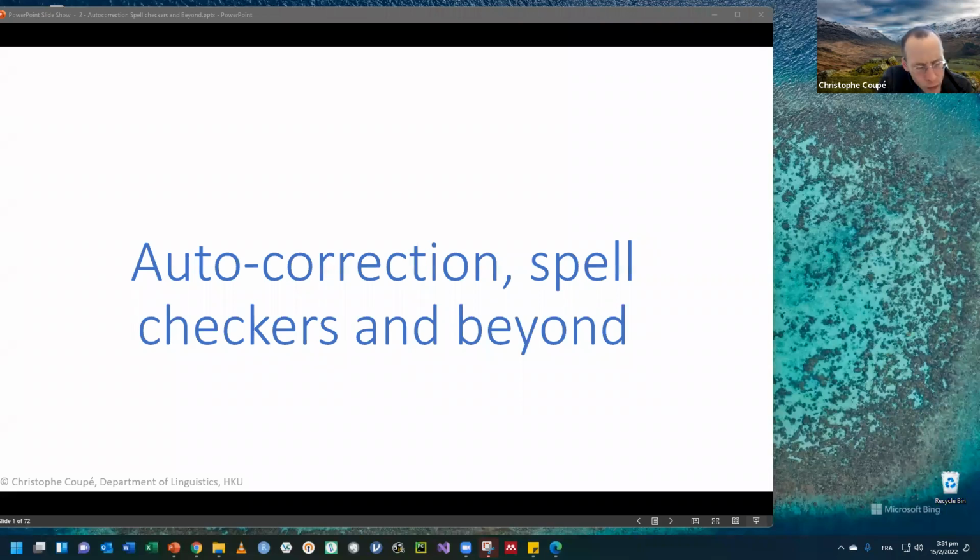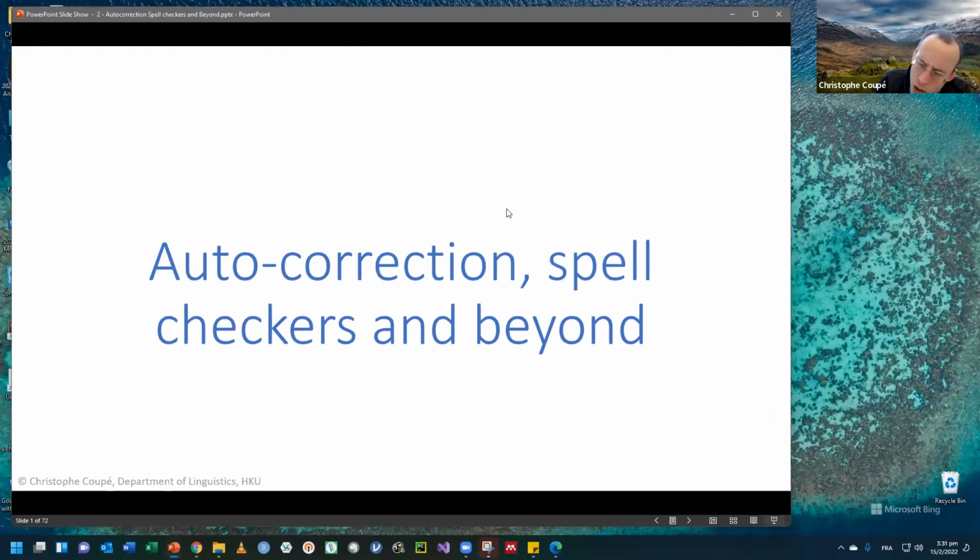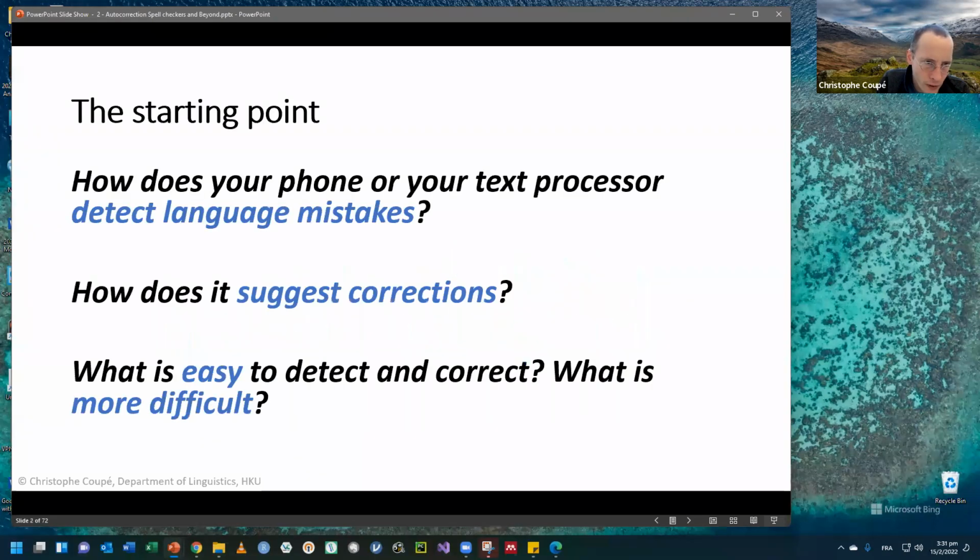But what I want to share with you today goes way beyond that: how we create tools which help people to create documents without errors. Stuff like autocorrection on your phone, spell checkers, what you have on Word or on other software, and beyond that. That's what I'm going to cover today. It's not machine learning oriented, but there is some algorithmics in it, which I can illustrate and introduce, and I will tell you a little bit about deep learning as well, what you may do. So this is about these questions. How does your phone or your text processor detect language mistakes? How does it detect them first? And then how does it possibly suggest corrections?